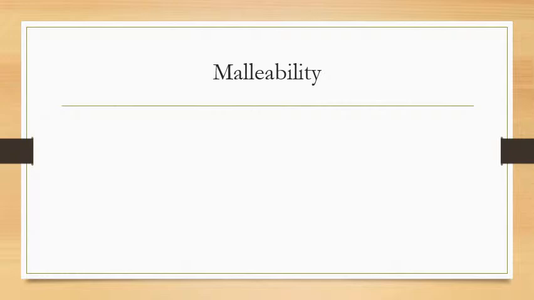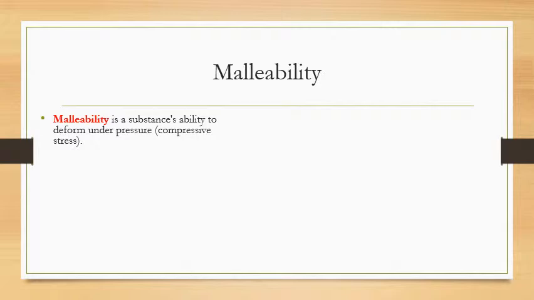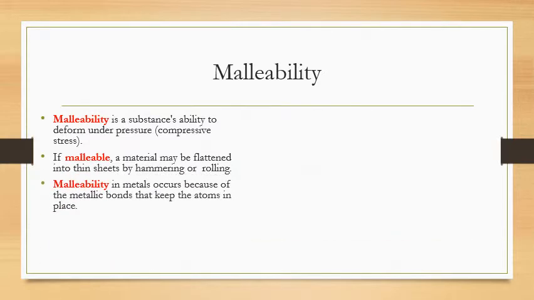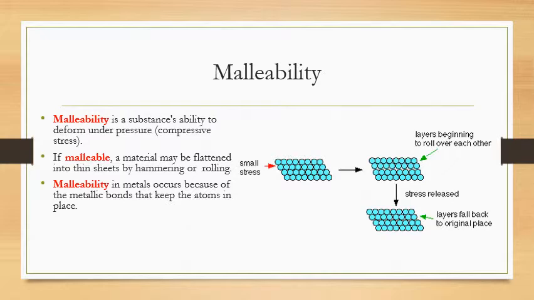So another quality of metals is, of course, malleability. When we say a metal is malleable, it means it's the substance's ability to change shape or deform under pressure when a force is applied. If it is malleable, a material may be flattened into thin sheets like gold leaf by hammering or by rolling. This does not affect the bonding in the structure, as the following diagram shows, because the metallic bonds are strong enough to keep the atoms in place once the force has been removed.